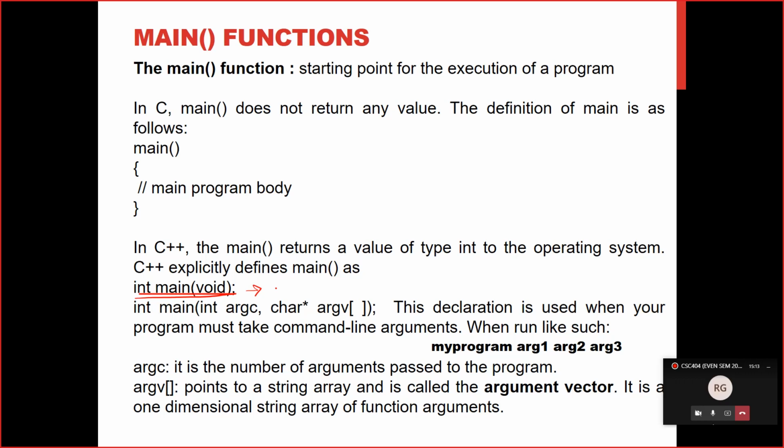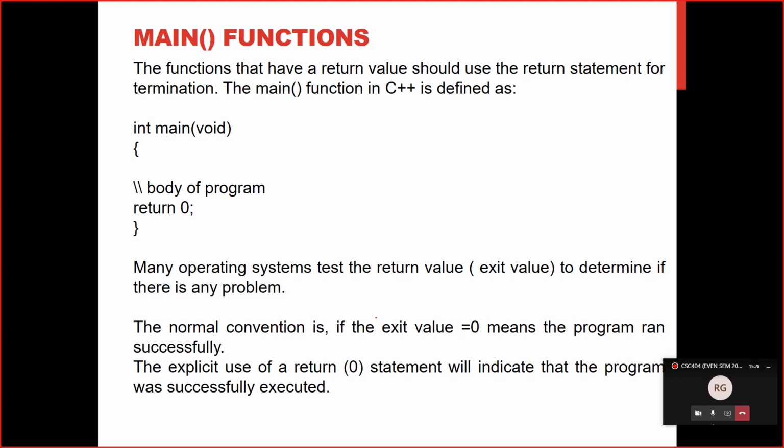Another syntax you can also use: if you have used files and you want to take some command line arguments, that can also be done with argc and argv. I'm not discussing this. Next is the main function. Whenever you use int, it must return zero. It must contain the statement return zero.